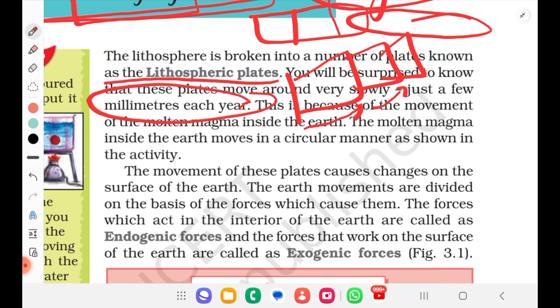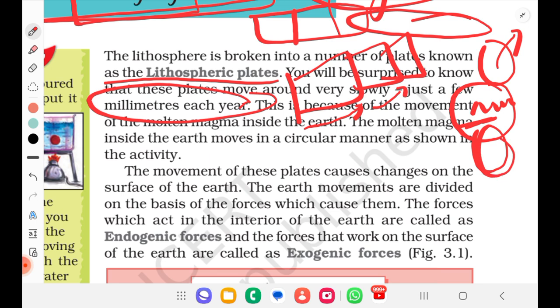Very slowly. Why are they moving? Because we have seen the crust, nothing but the lithosphere, and below that we have the mantle. So molten magma is present inside the mantle, and this is moving in a circular pattern. That's why the plates are moving. So they just said there are plates and that they are moving. Why are they moving? Because of the inner layer, the mantle. What is there in the mantle? There is something called magma, which is moving in a circular manner. That's why the plates are moving. Now we got to know the plates and the reason why they are moving.